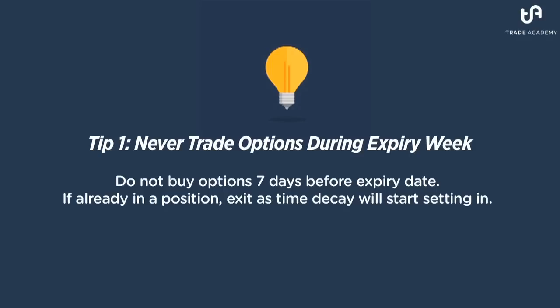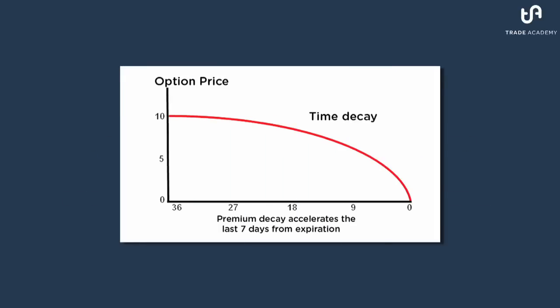Now, options expire the last Thursday of every week. Do not trade when we are about 7 days away. This includes Saturday and Sunday. Since we are only buying options in this method, the effect of time decay is extremely predominant on our trades, especially the last 7 days before expiry day. And under no circumstance should you buy options during the last week.